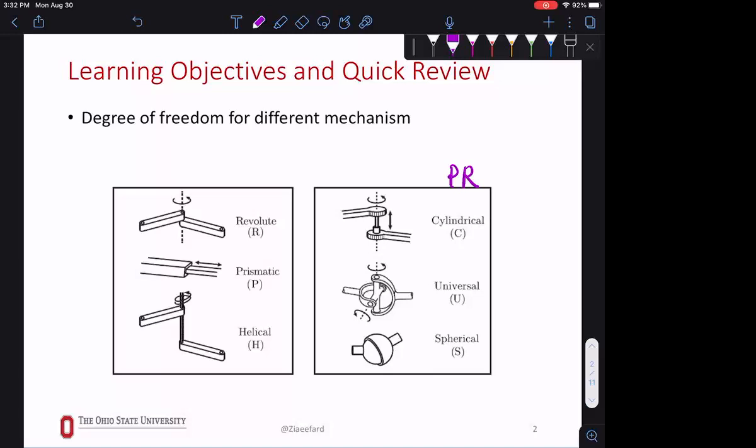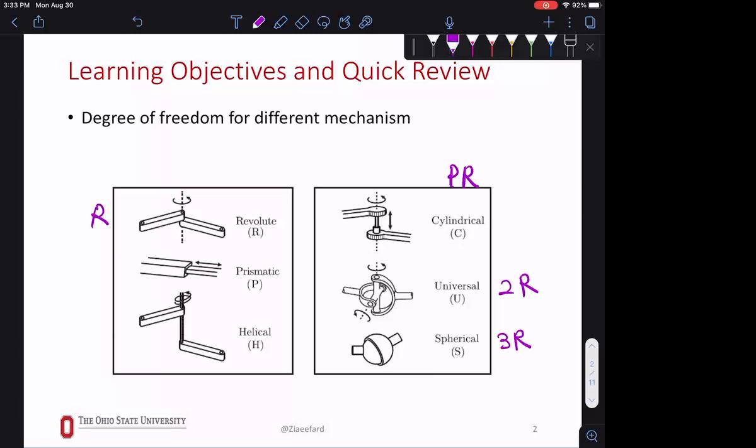There is the universal joint, which we usually show with U, and is a mix of 2 revolute, meaning that it will rotate around 2 axes. All right. The third one is a spherical, like your shoulder. How many degrees of freedom? 3. So spherical is 3R. Universal is 2R, if this was a revolute joint.